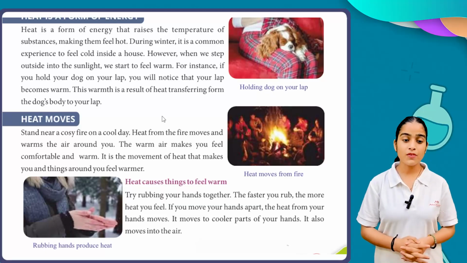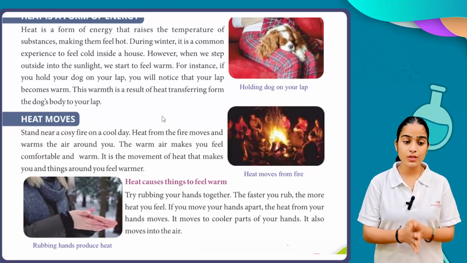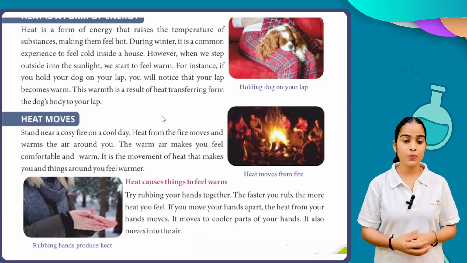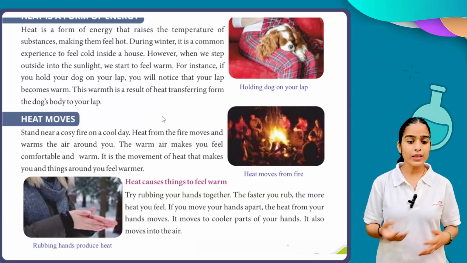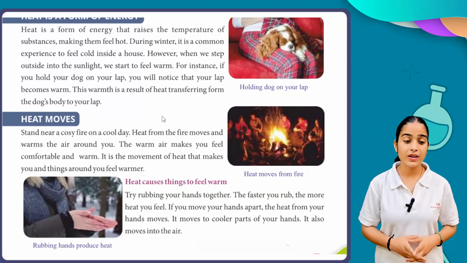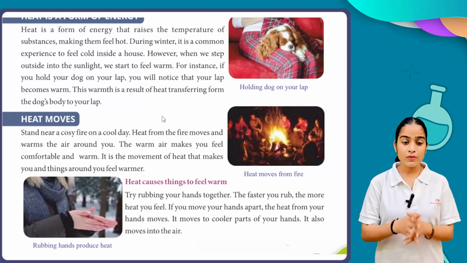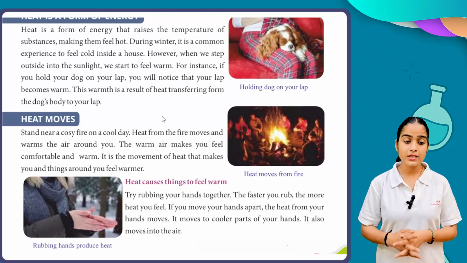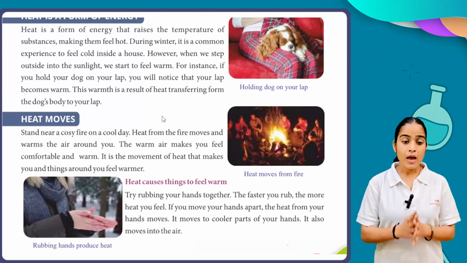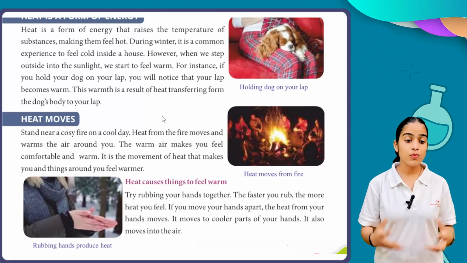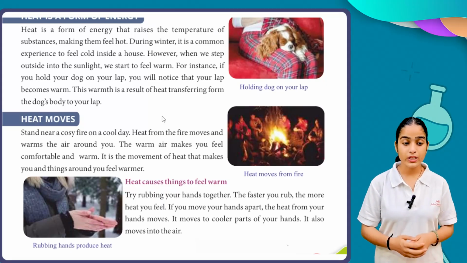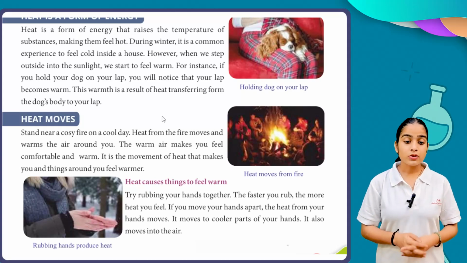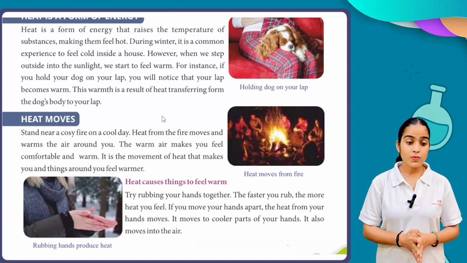Heat is a form of energy that raises the temperature of substances, making them feel hot. During winter, it is a common experience to feel cold inside a house. However, when we step outside into the sunlight, we start to feel warm. For instance, if you hold your dog on your lap, you will notice that your lap becomes warm. The warmth is a result of heat transferring from the dog's body to your lap.